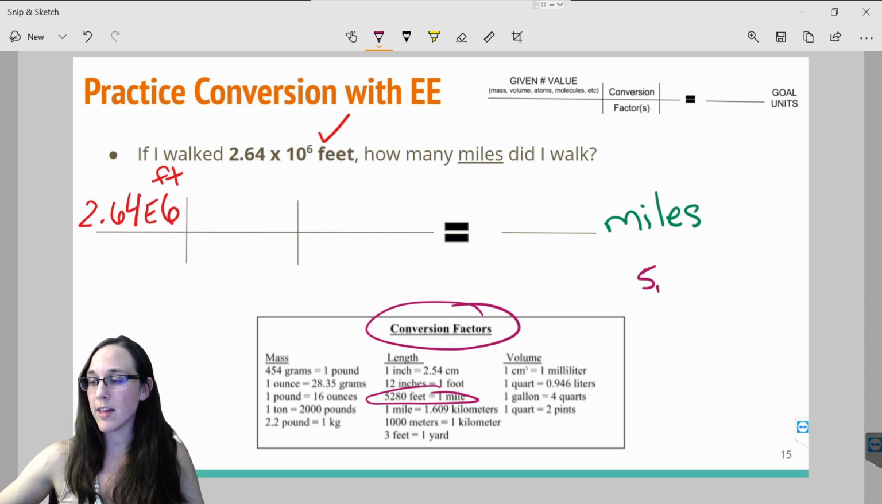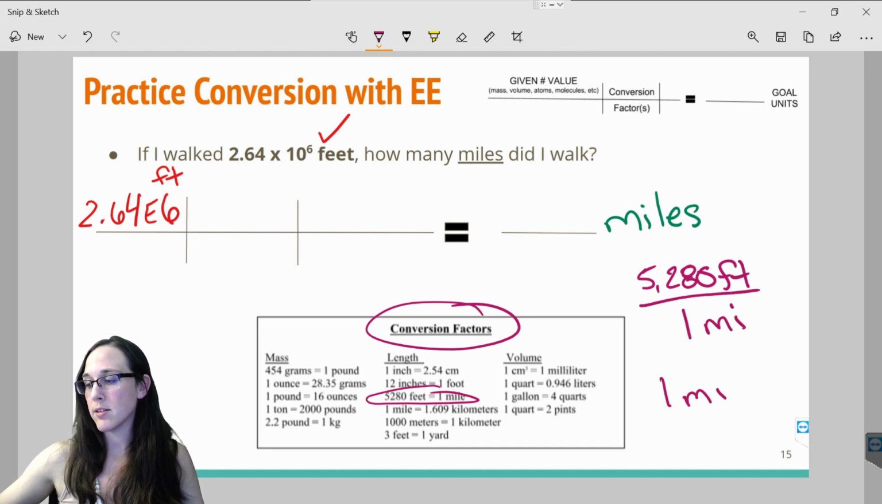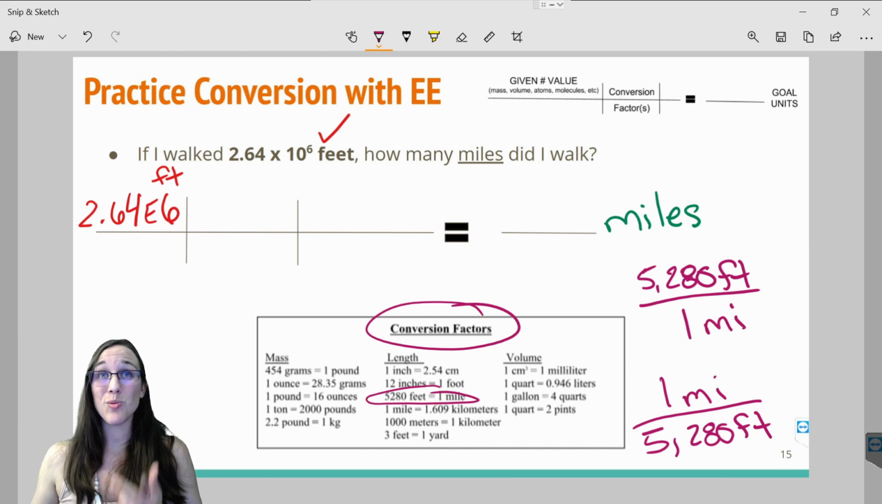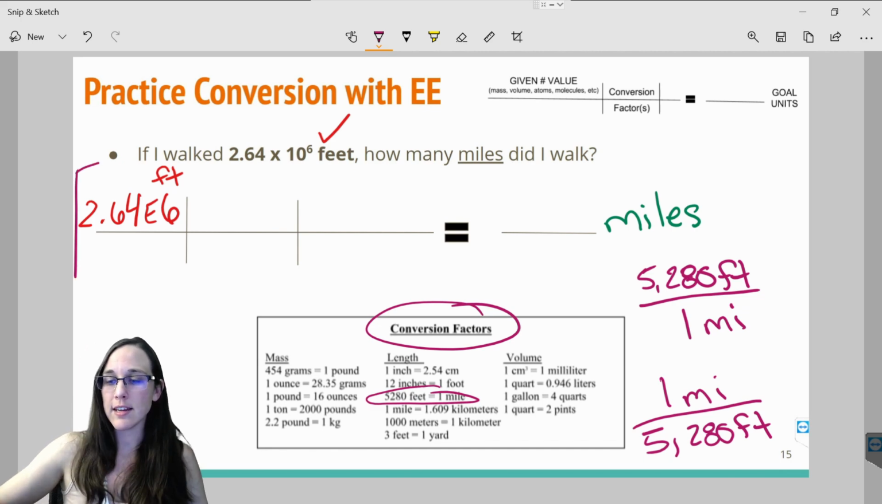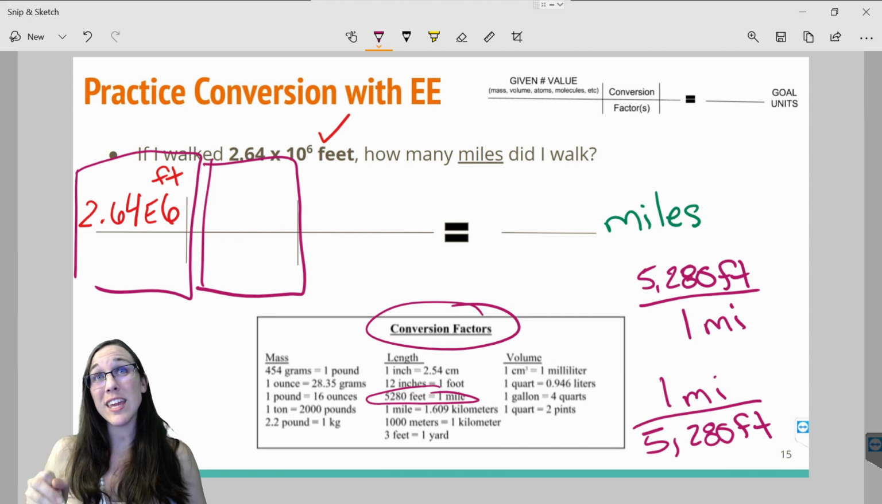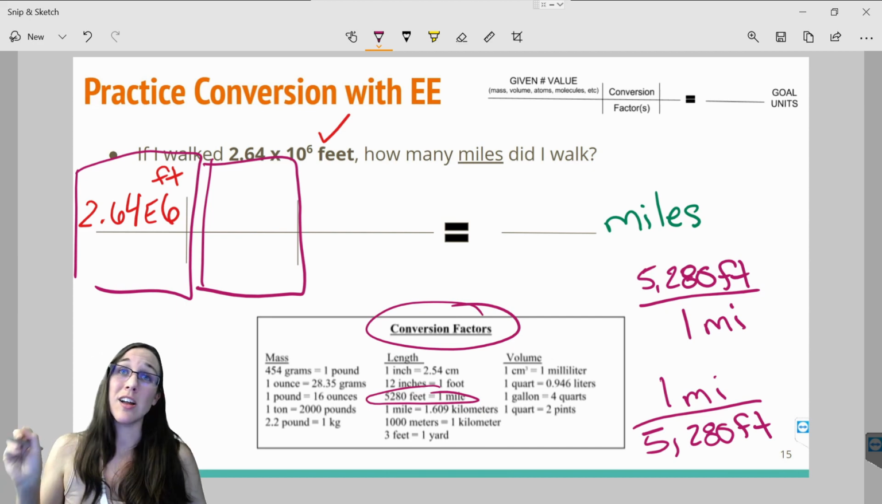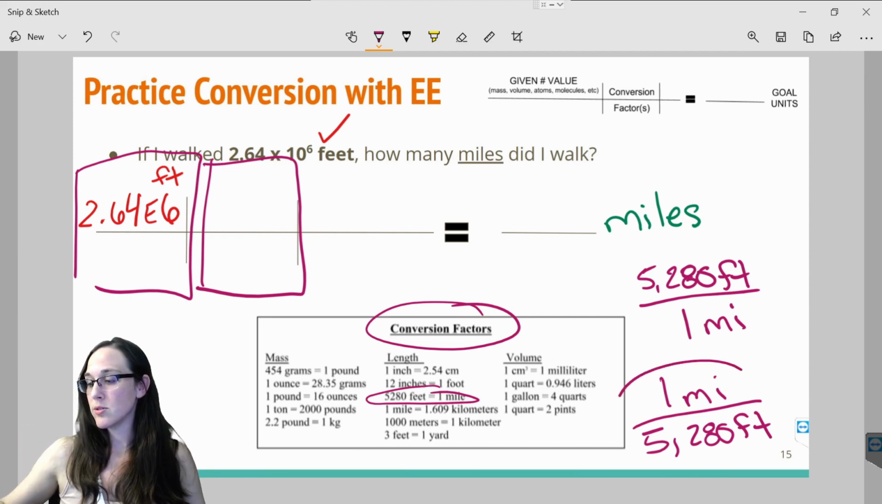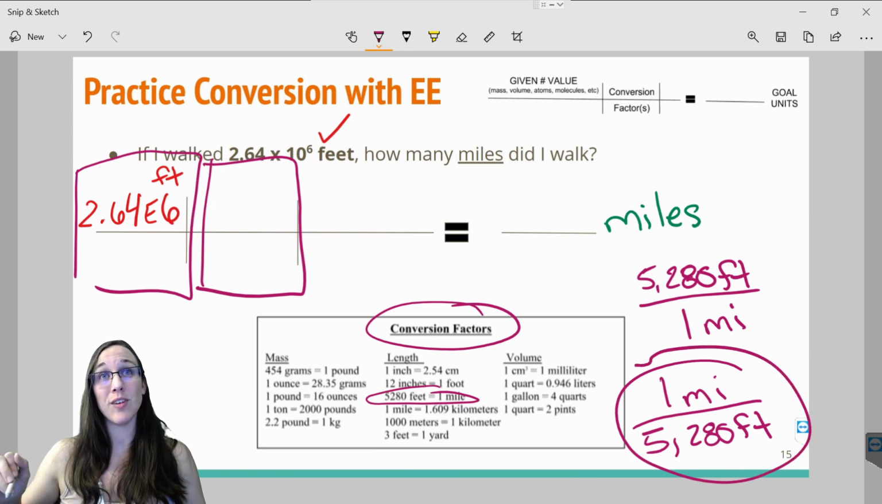It could be 5,280 feet in 1 mile, or it could be 1 mile in 5,280 feet. Either way is correct, but we need our feet to cancel and we need miles to be at the end. So think of these again as our domino squares. We need a domino next to it that has feet in the bottom and miles on top. So we're going to choose this one in order to fulfill that destiny.